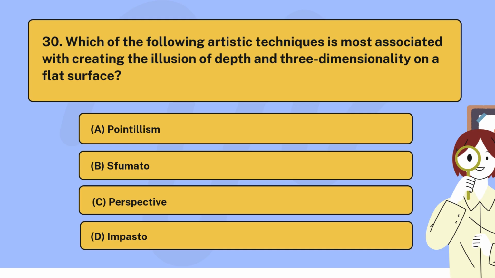Question 30. Which of the following artistic techniques is most associated with creating the illusion of depth and three-dimensionality on a flat surface? A. Pointillism. B. Sfumato. C. Perspective. D. Impasto.